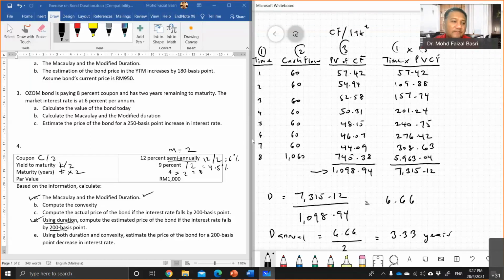So we get 57.42. And for the second one, it will be 60 ringgit divided by 1.045 to the power of 2. Then we get 54.94. So this is all present value, the concept of present values. That's why the further the time is from now, the smaller the values.